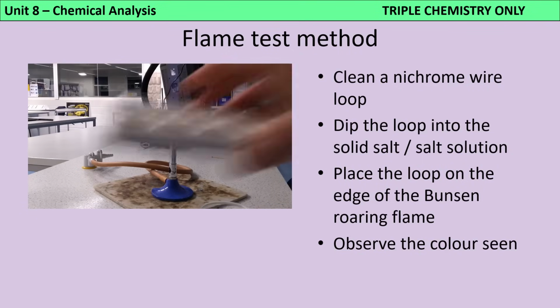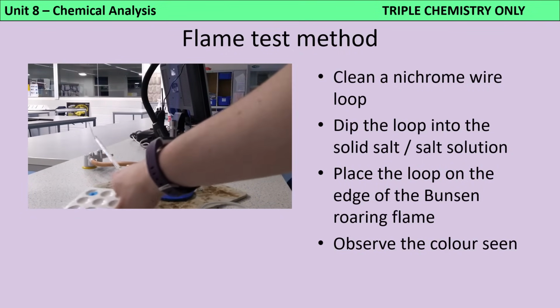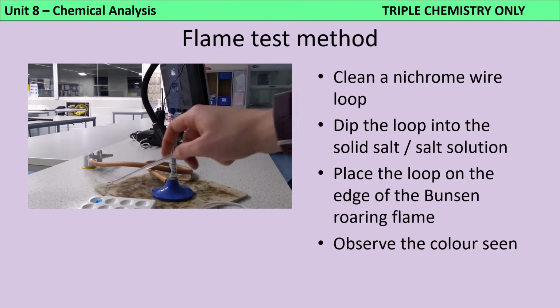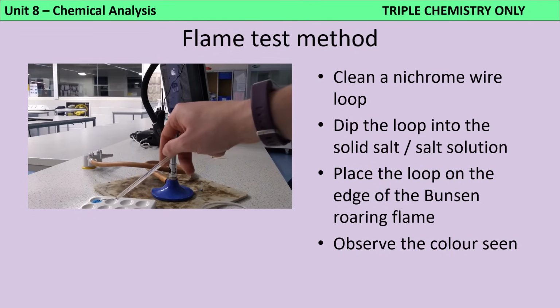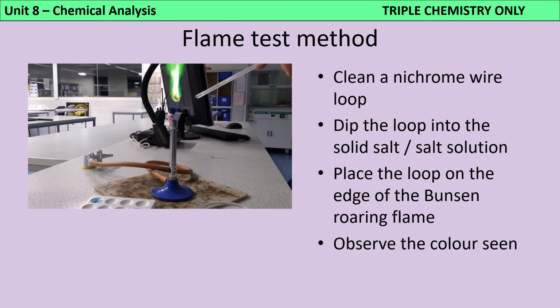Having cleaned the nichrome wire by putting it in a Bunsen burner flame and also in some hydrochloric acid, you can then dip that into a solid salt or a salt solution and then place that wire into the edge of a Bunsen burner flame and observe the colour seen.